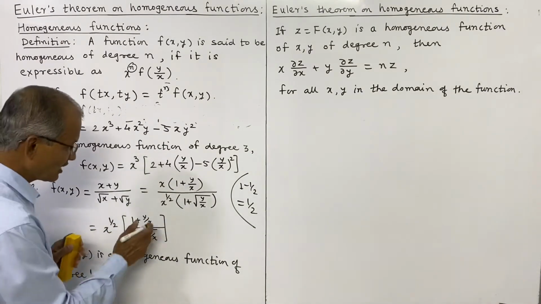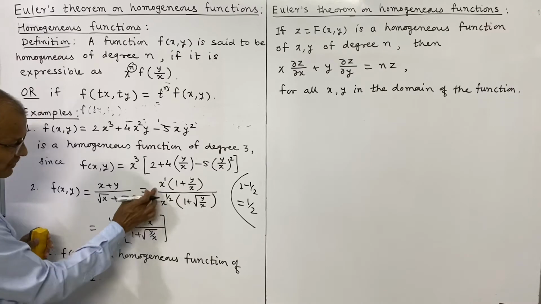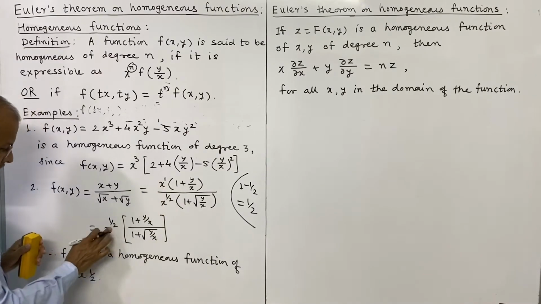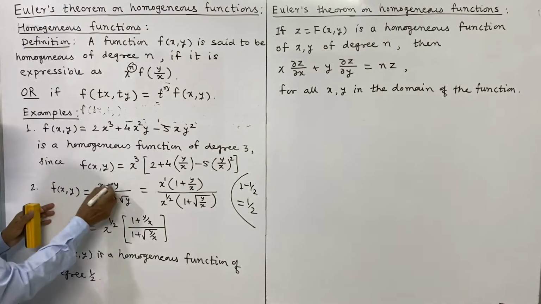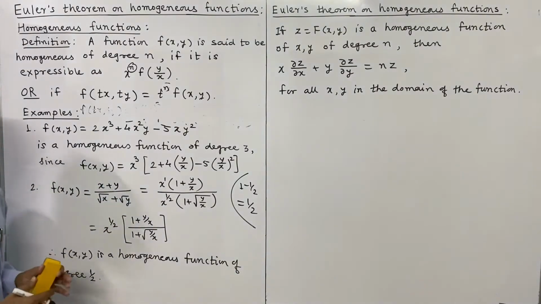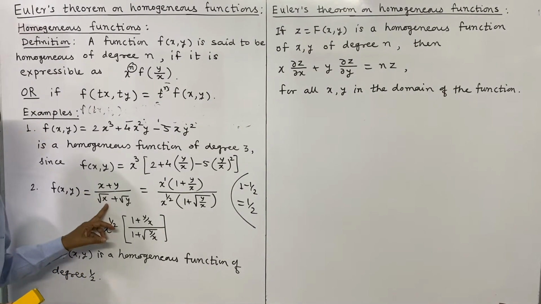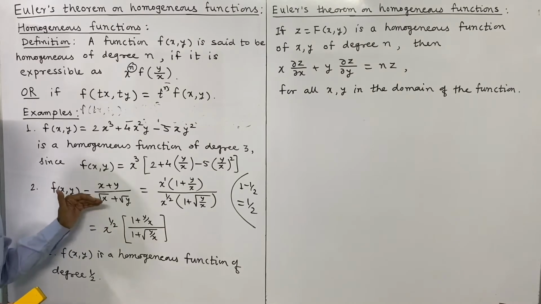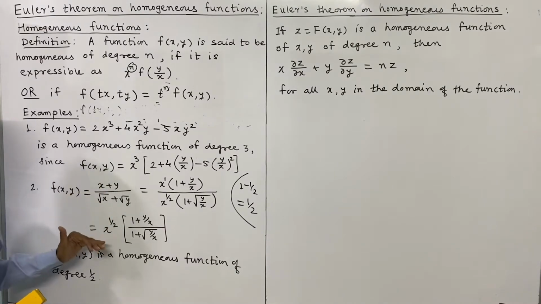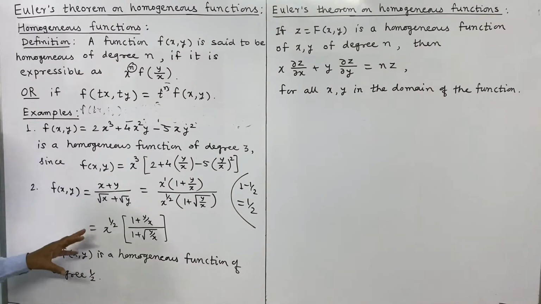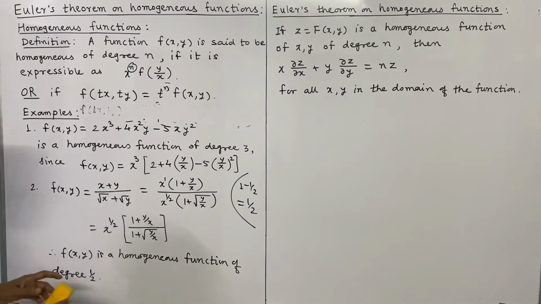So you can verify this. The power of x in the numerator is 1 and the power of x in the denominator is half. So 1 minus half, that is half. Here we have checked the numerator degree is 1, the denominator degree is half, and if there is a quotient then there will be subtraction of these degrees, and that will be the degree of the whole expression, that is half. So this is a homogeneous function of degree half. So by observation we can decide the degree and so on.